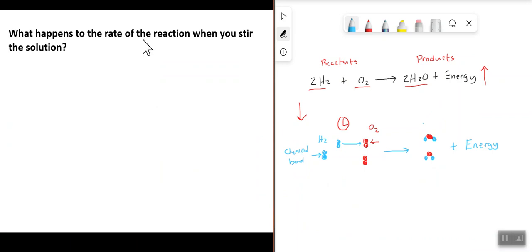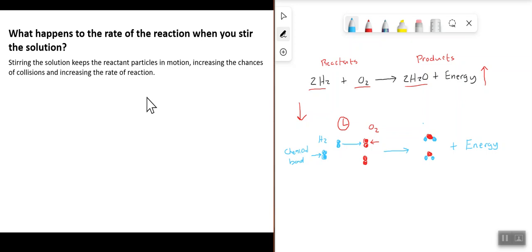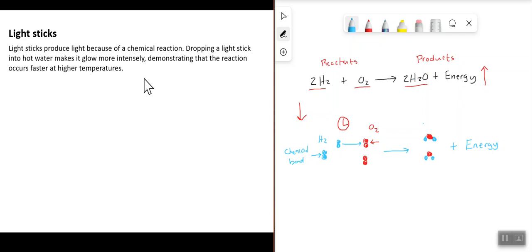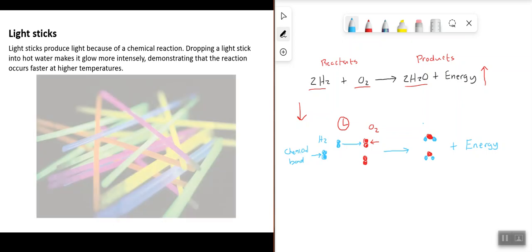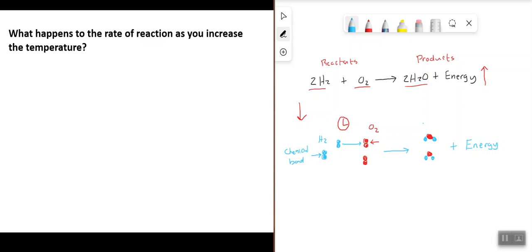So what happens to the rate of the reaction when you stir a solution? Stirring the solution keeps the reactant particles in motion, increases the chances of collision, and increases the rate of the reaction. Light sticks produce light because of a chemical reaction. Dropping a light stick into hot water makes it glow more intensely, demonstrating that the reaction occurs faster at higher temperatures. And it happens at higher temperatures because, like what we've seen, the reactants have more energy and they come into contact with each other.